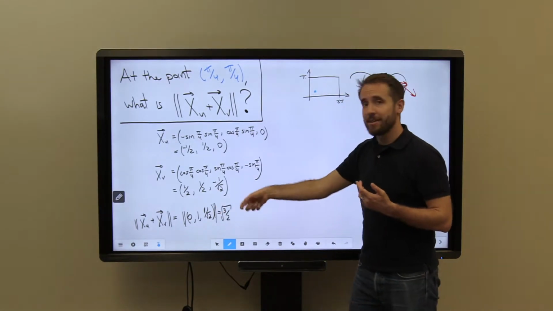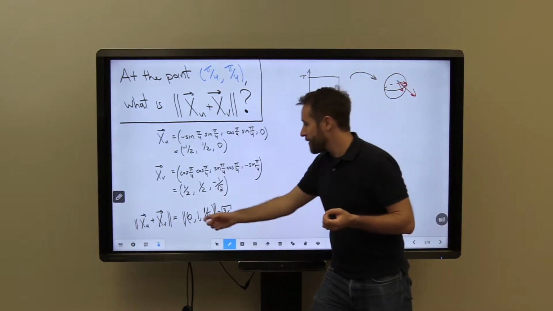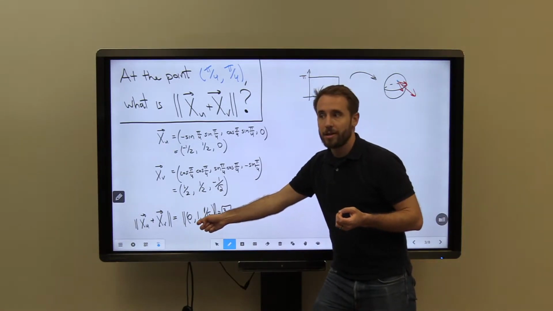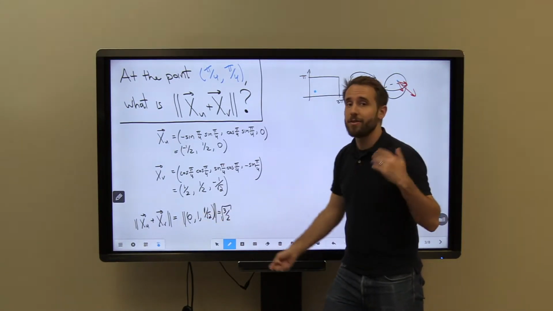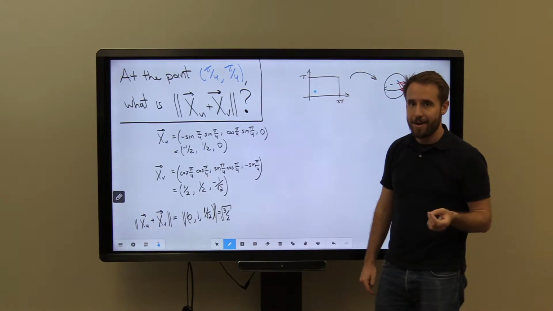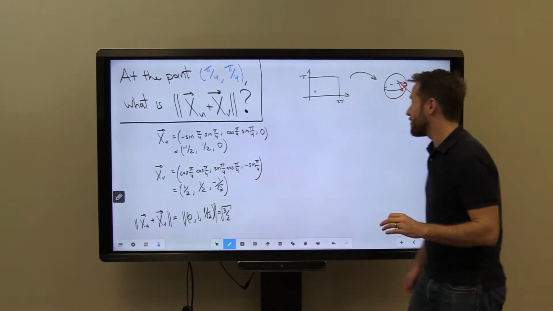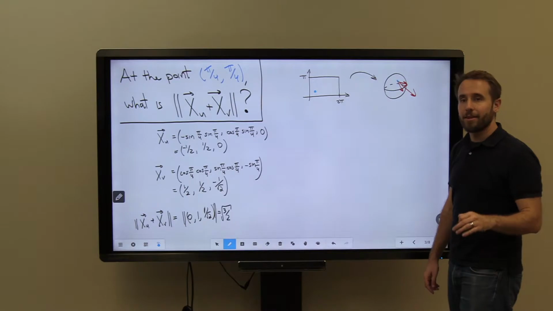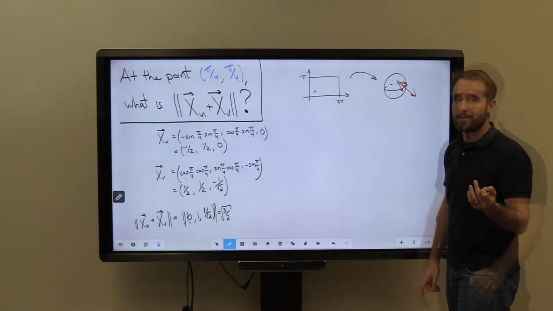And if I go to compute that length, that's just going to be the square root of 0 squared plus 1 squared plus 1 over root 2 squared. So that's going to be the square root of 3/2. Right? And so that vector that we're interested in will have a length of the square root of 3/2.